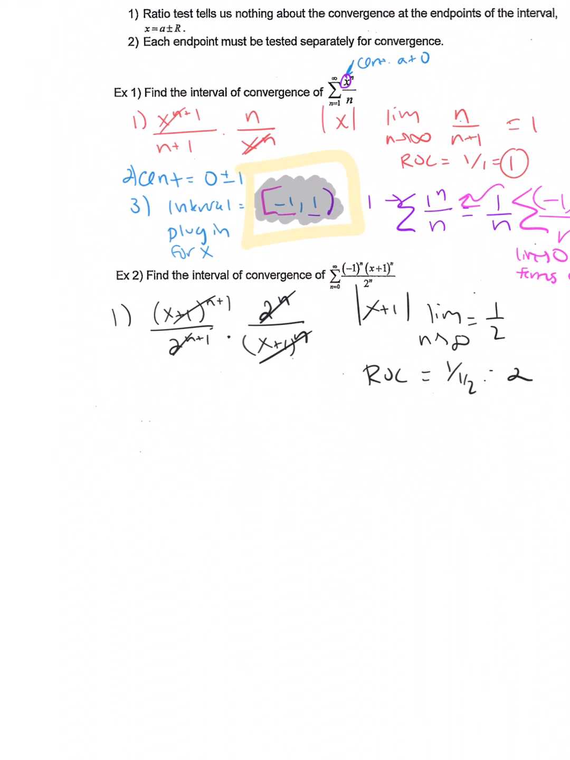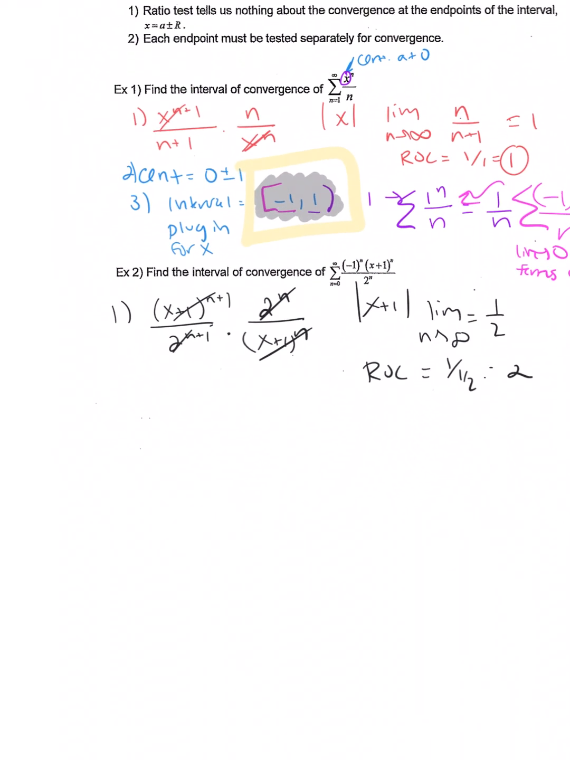All right, so now what we're going to do is go ahead and find our interval. First we have to figure out where we are centered. If we look at our part right here, we are centered at -1. Once we find where we are centered, we're going to do -1 plus or minus 2, which is our radius of convergence.